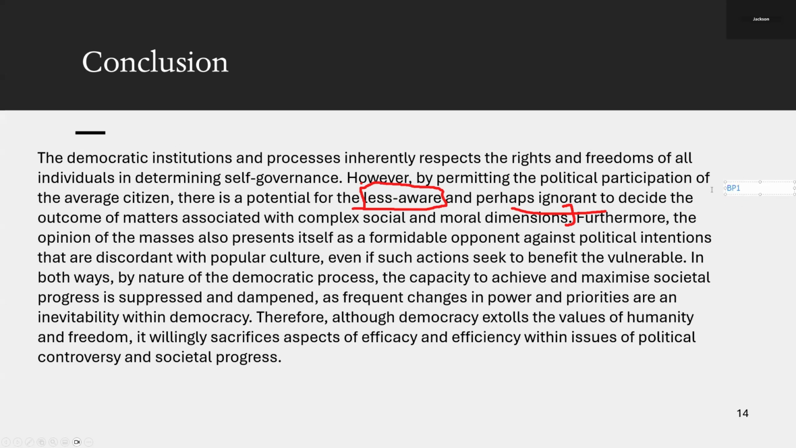So body paragraph 1. Furthermore, the opinion of the mass also presents itself as a formidable opponent against political intentions that are discordant with popular culture, even if such actions seek to benefit the vulnerable.